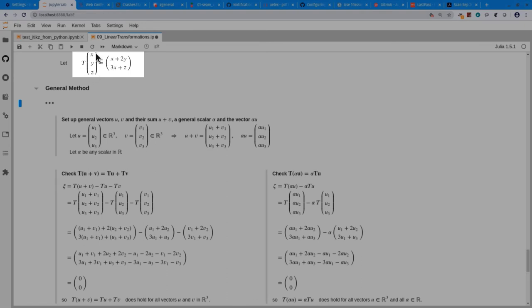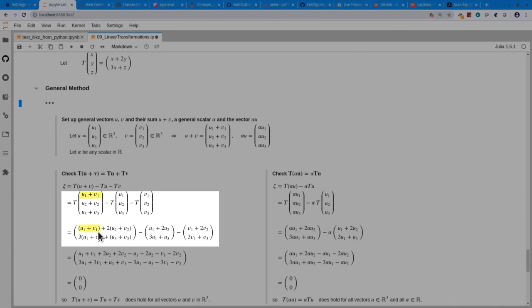Well, the first entry is whatever's in the first slot plus 2 times the second slot. So whatever's in the first slot, that was u1 plus v1, plus 2 times whatever's in the second slot, that's u2 plus v2. And then in the second entry, I'm going to get 3 times the first slot plus the third slot. 3 times u1 plus v1 plus u3 plus v3. That's T applied to u plus v.